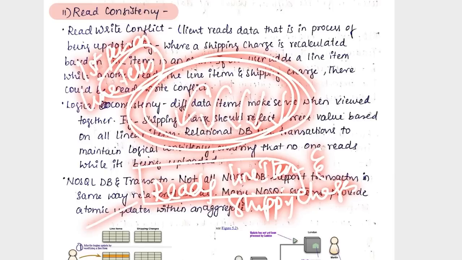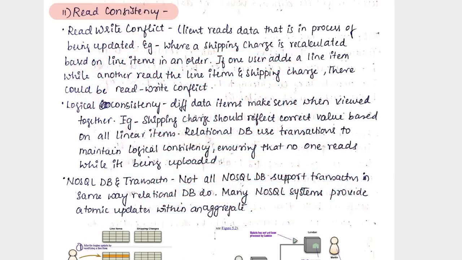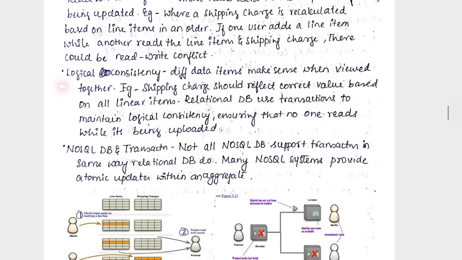In such conditions the data might be lost, thereby a read-write conflict will occur. We have logical consistency. Logical consistency will make sure that different data items make sense when they are viewed together. For example, the shipping charges should reflect the correct value based on all line items. So depending on the line items which are being added, we have to calculate the shipping charges accordingly. By following this logical consistency, it will reduce these conflicts.